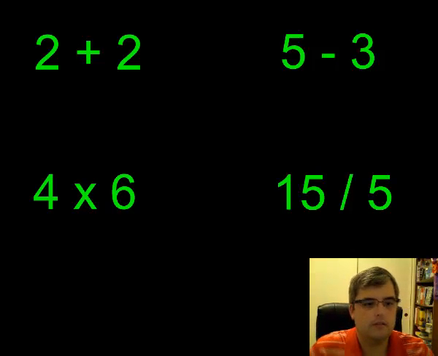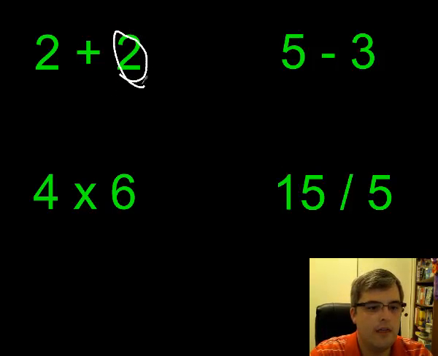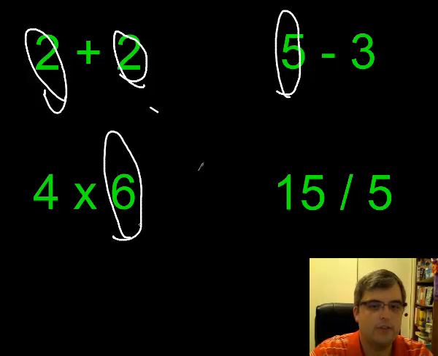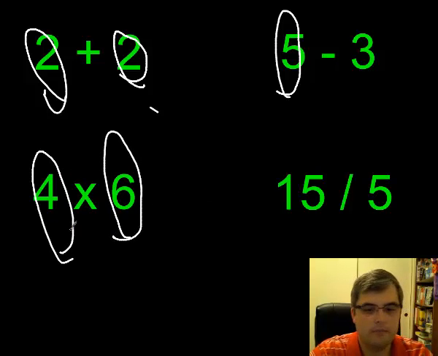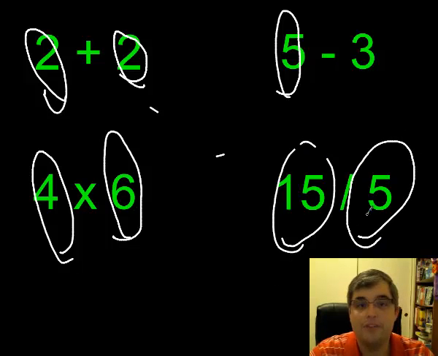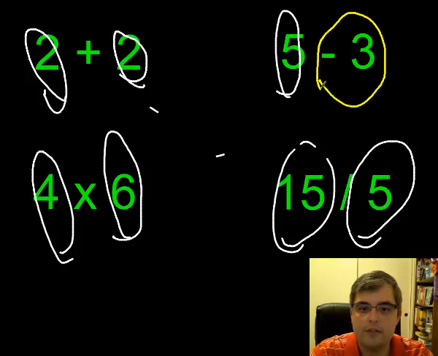But, for instance, right here, this 2, that's an integer. So is this one. This 5 is an integer. This 6 is an integer. This 4, the 15, and the 5. But what's different now is that not only are all those integers, but so is -3. That's an integer.